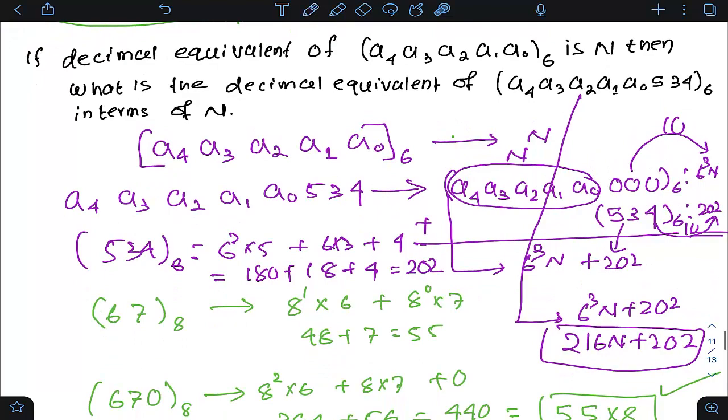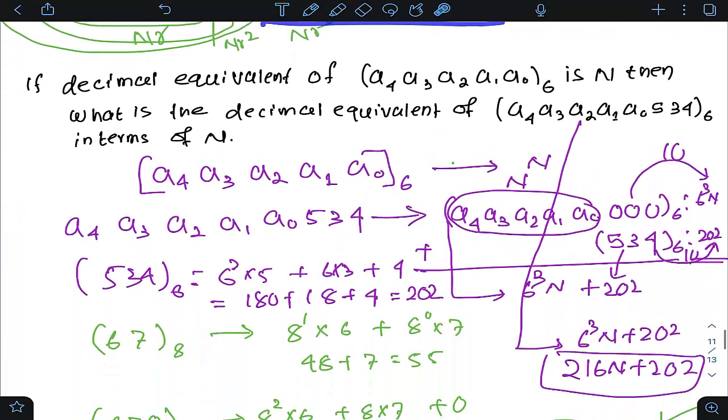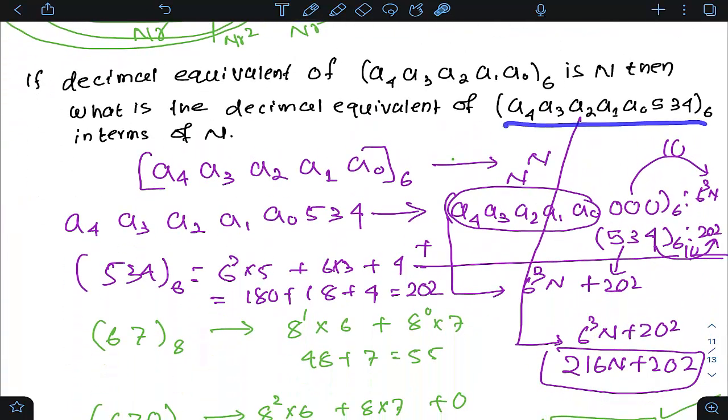So don't you think it's a beautiful question? Yes, it needs brain. First of all, you should have this idea, and once you have this idea, then you should have the idea to write this number as summation of these two, and then the rest of the things is normal maths. So the answer is 216n plus 202.